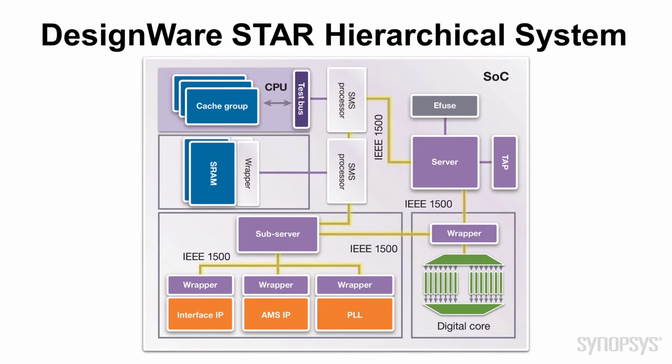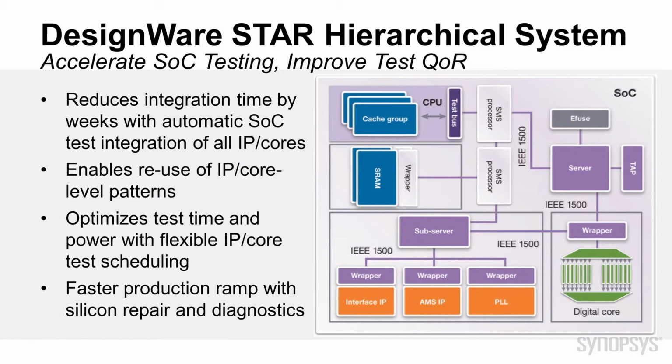The STAR Hierarchical System leverages the IEEE 1500 network for IP access and ports IP test patterns to the SoC level. This ability to reuse IP test patterns eliminates the need to regenerate patterns, saving development time and resources. The server module provides significant flexibility to schedule individual IP cores and logic blocks for concurrent testing to optimize test time and power consumption during manufacturing test. The flexible scheduling can significantly reduce test time, especially for designs with limited I/Os.